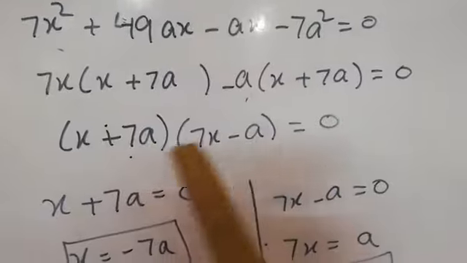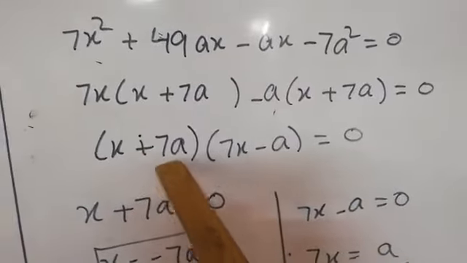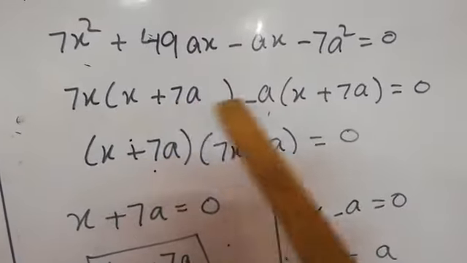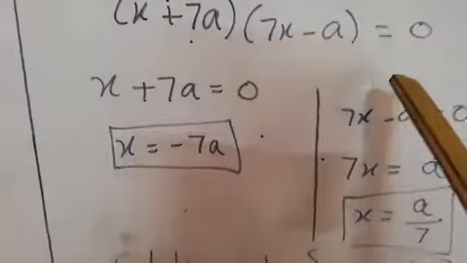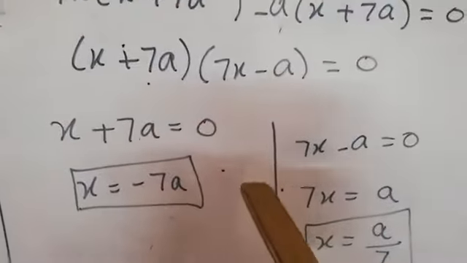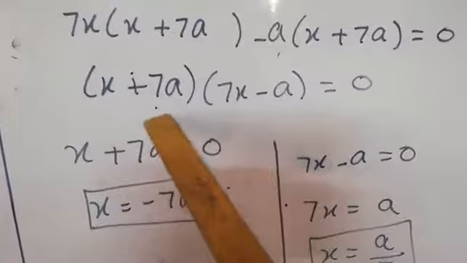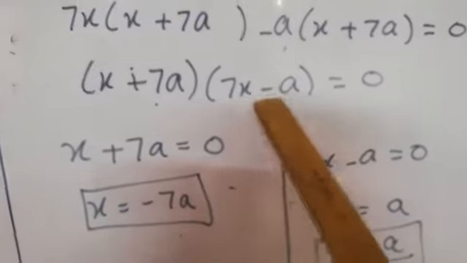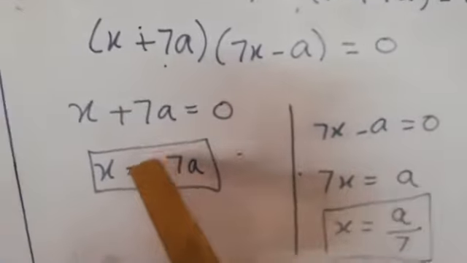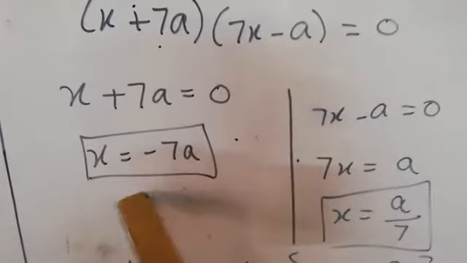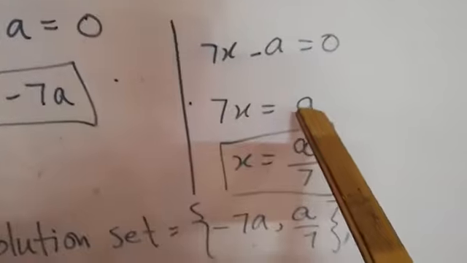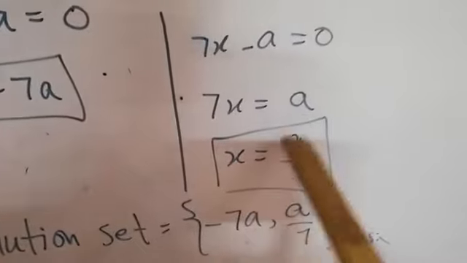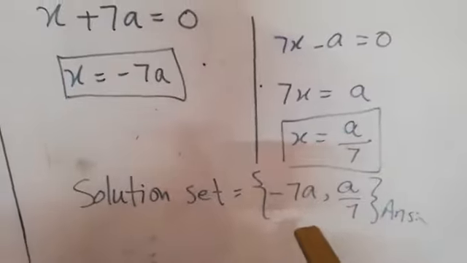x plus 7a is common, so it will become x plus 7a into 7x minus a is equal to 0. Now there are two situations: x plus 7a is equal to 0 or 7x minus a is equal to 0. From this we will get the value of x, which is equal to minus 7a, and from this we will get the value of x, which is equal to a by 7. So this is the solution set.